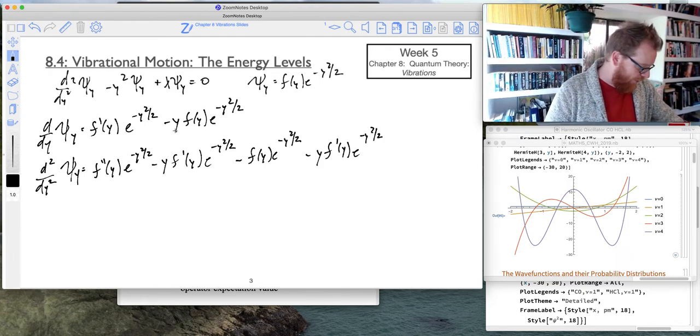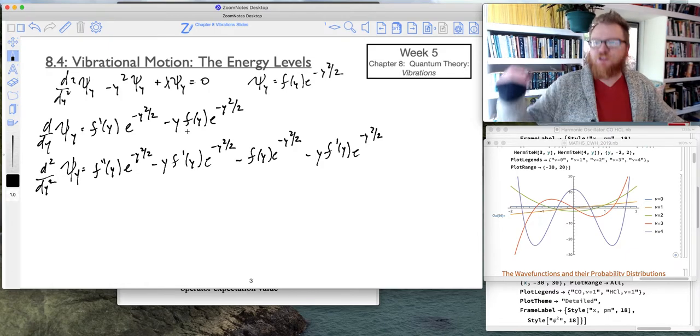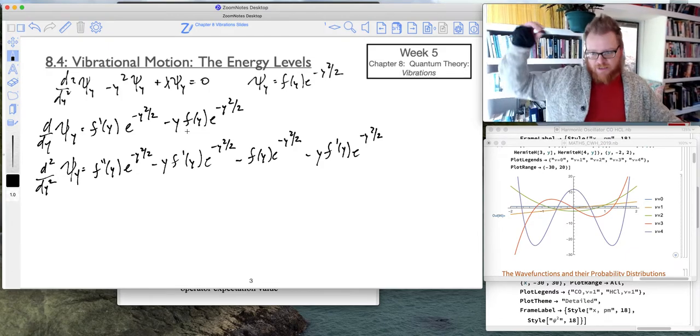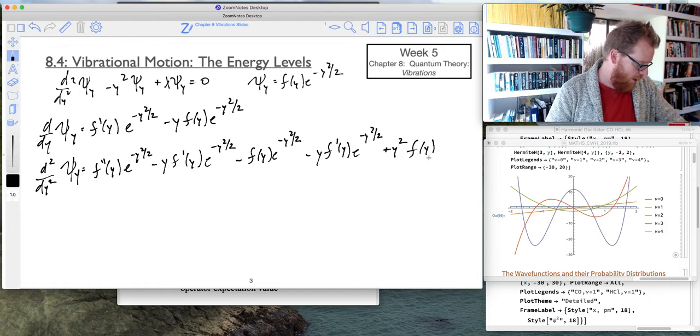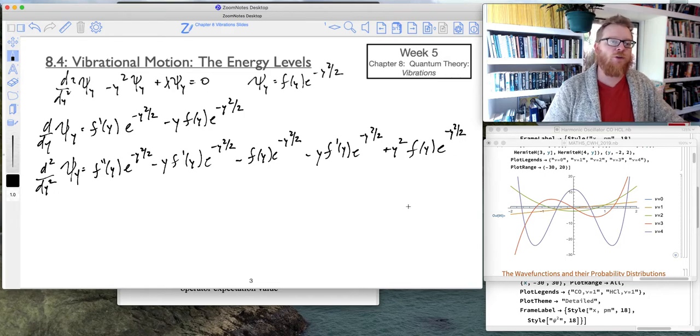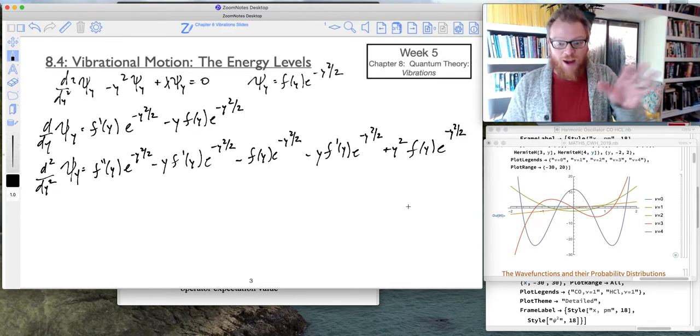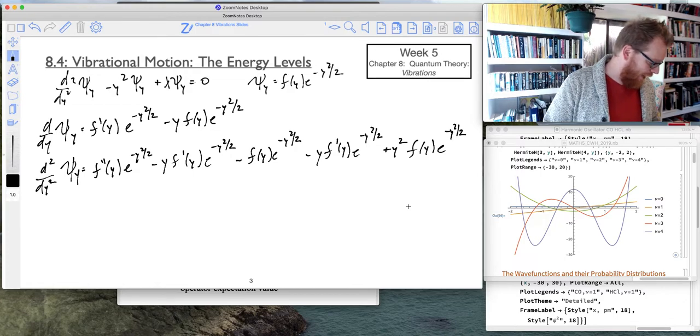And so keep in mind, I've already got a minus y there. And so the derivative of this e to the negative y squared divided by 2 is negative 2y divided by 2 times e to the negative y squared divided by 2. So that becomes negative y times negative y, which becomes positive y squared. And then now we just keep everything together, f of y, and then e to the negative y squared divided by 2. Goodness golly, so there is just our second derivative.